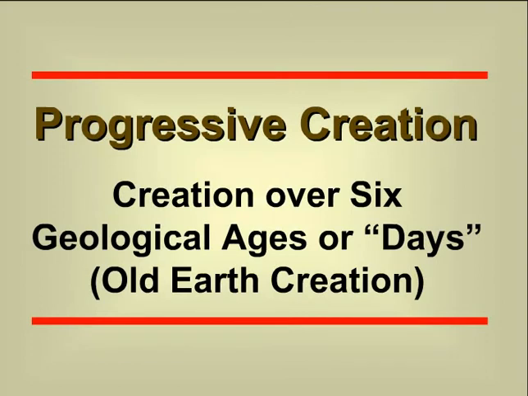Let's now get on to the second Christian view of origins, known as progressive creation. This is creation over 6 geological ages or days. It's also known as old Earth creation. Progressive creationists believe that the days of Genesis, in Genesis 1, the first creation account, are long periods of time, millions and millions of years old, and that God created progressively, that is, intermittently at different times, introducing different creatures during Earth history. Now, if progressive creation is true, we can make a scientific prediction with regards to the fossil pattern that we should find in the Earth's crust.